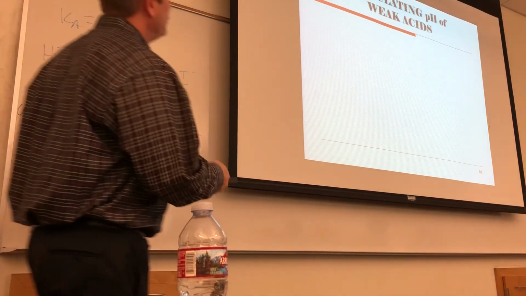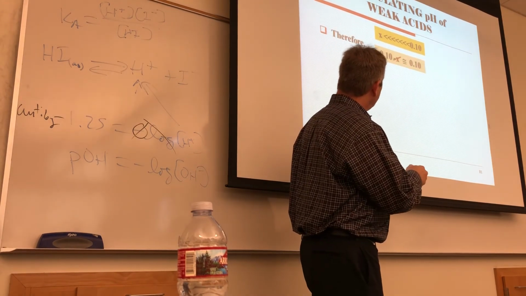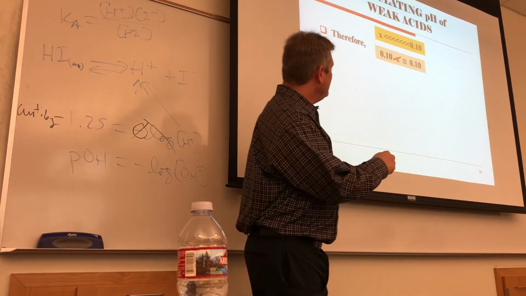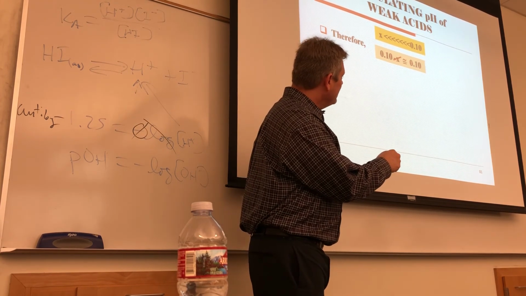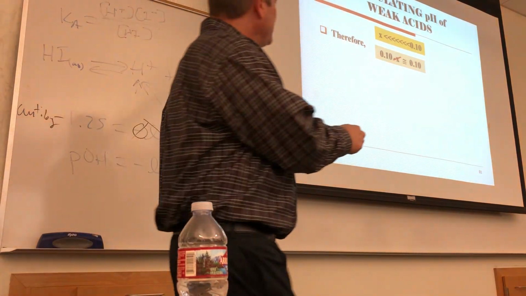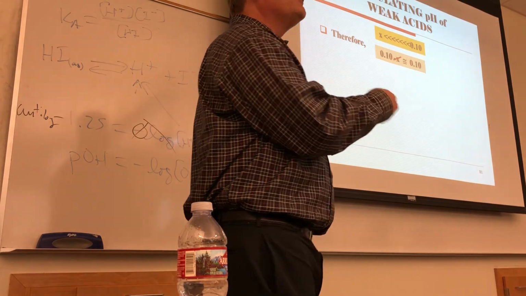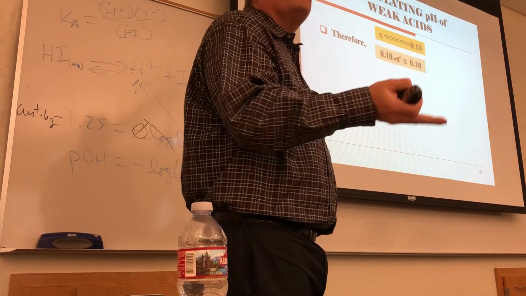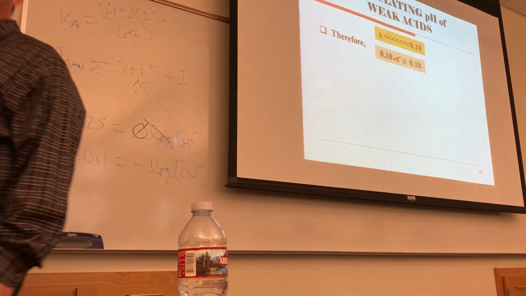The x is so much smaller than the concentration that I can just cancel it out. Because essentially 0.10 minus x is approximately 0.10. So that means this is probably 0.0005. If I take 0.10 minus 0.0005, it's still 0.1. That's kind of what I'm saying.